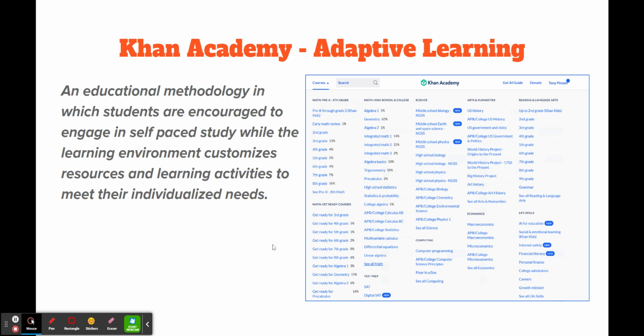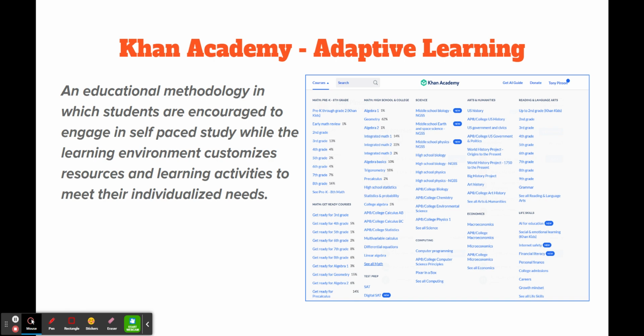But first of all, what is adaptive learning? Adaptive learning is an educational methodology in which students are encouraged to engage in self-paced study, while the learning environment customizes resources and learning activities to meet their individualized needs.